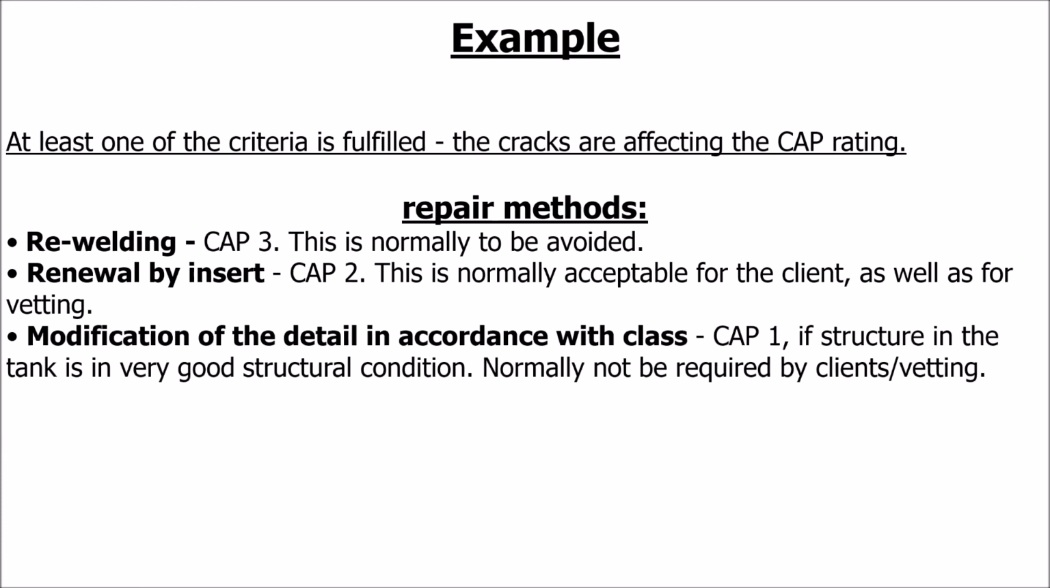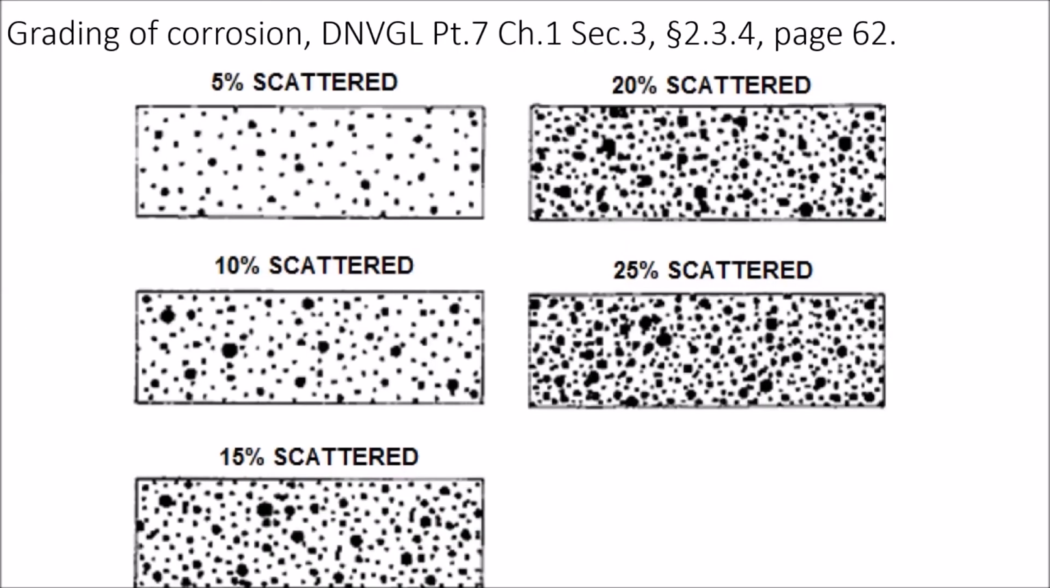How to evaluate this corrosion, pitting in the steel? Well, we have in this document from DNV GL these examples of how it looks if 5% is scattered corrosion here, and if it's 25%. So we can just compare how much rust it is. You have these pictures in paragraph 234, I said. That's at page 62.